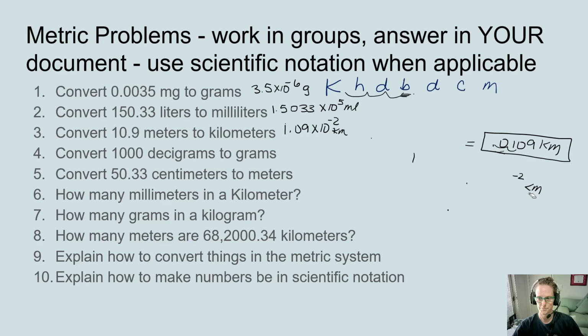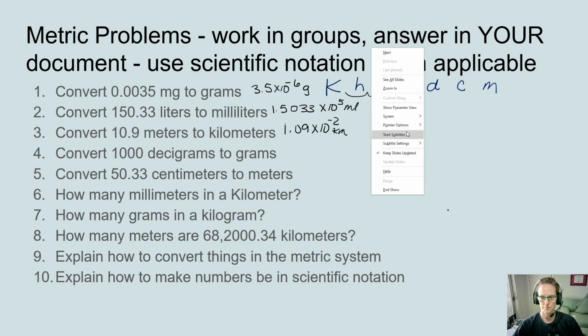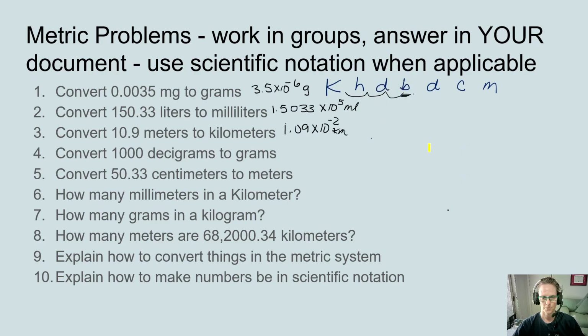Okay, number 3. That's number 3. That was number 3. Okay, number 4. Okay, so number 4, convert 1,000 decigrams to grams.